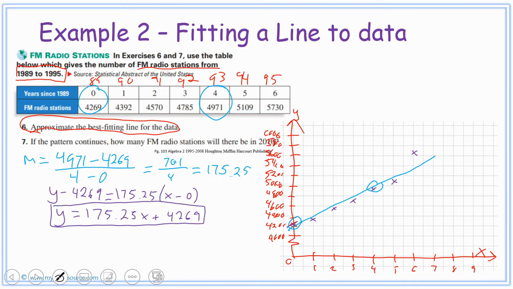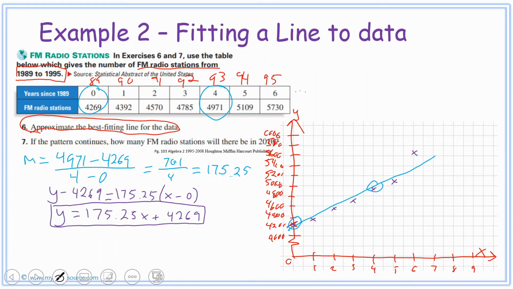So then the last thing says, if the pattern continues, how many FM stations will there be in 2010? Now you can estimate this using the graph. Did we go that far is the question. 2010, remember, you're looking for pretty far. And since that's not going to fit on the graph, I was thinking 2000 when I first said it. Because 2010 won't fit on this graph unless we made a really long graph, the best option here would be to substitute what the value of 2010 would be.